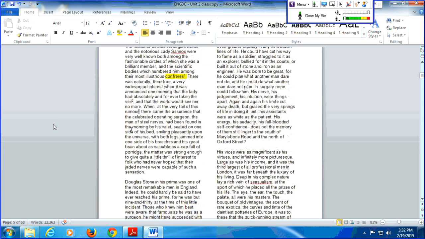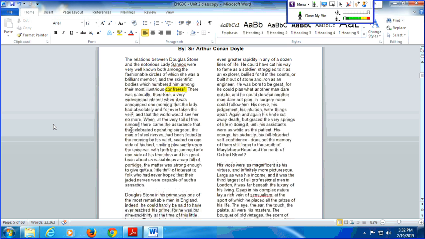So it says, the relationship between Douglas Stone and the notorious Lady Sannox were very well known both among the fashionable circles, to which she was a brilliant member, and the scientific bodies, which summoned among their most delicious confrères, or brothers. There was naturally, therefore, a widespread interest when it was announced one morning that the lady had absolutely forever taken the veil, or become a nun, and the world would see her no more.